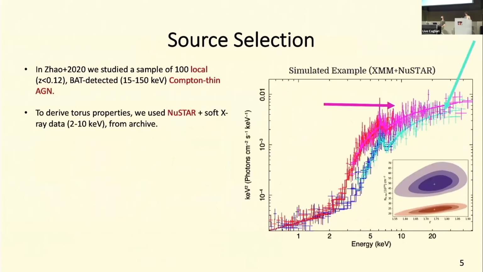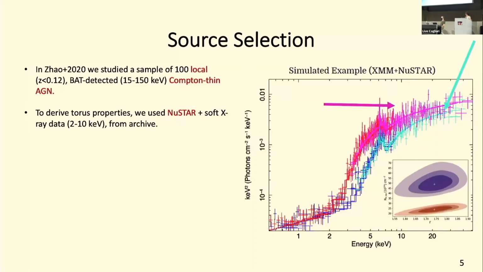So what we are mostly interested in doing here is finding a sample in which we can find good sources to analyze in order to derive a good fit and a good quantity of the line of sight NH and the average torus column density. And we found the best parent sample in the work done by Zhao et al. in 2020, in which we analyzed a sample of 100 local, hard X-ray selected AGN. This means the sources are going to be very, very bright, therefore good data quality. And also the sources in this sample were all Compton thin.